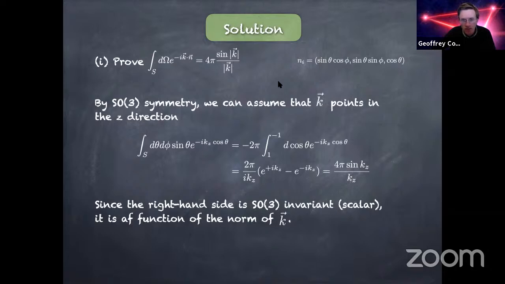Okay, and now you have to restore it: you have to find a scalar which gives you back k_z, and there's only one possibility, the norm of k. Okay.